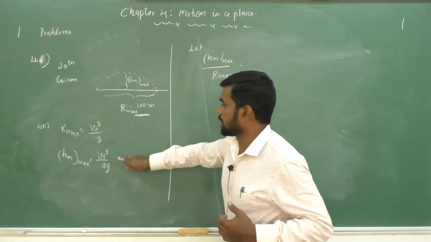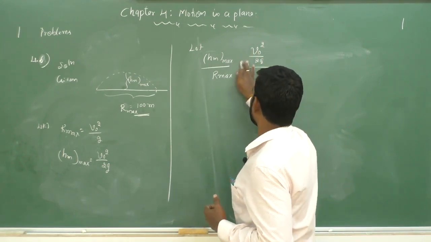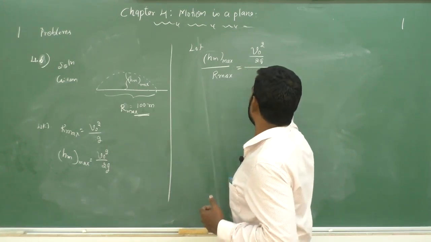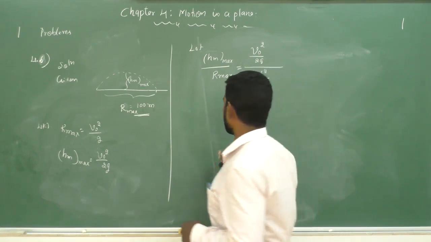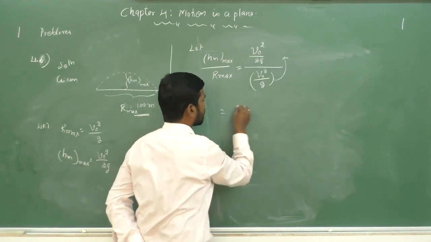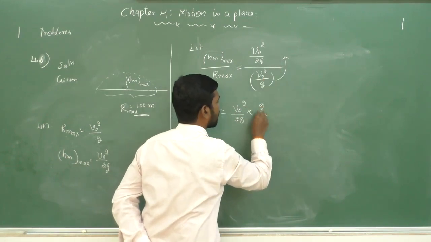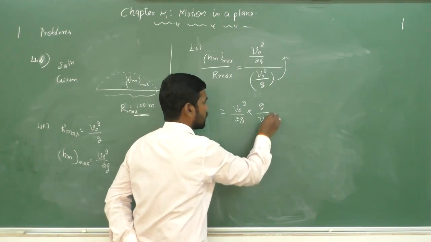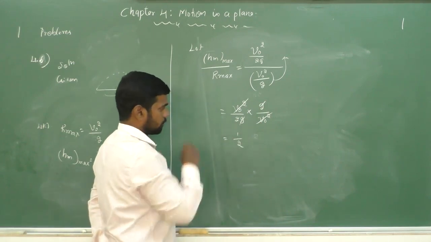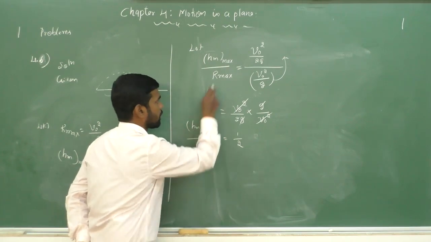So if you take the ratio, H max is V naught square divided by 2G, whole divided by R max. R max value is V naught square by G. Taking that into the numerator, it can be written as G divided by V naught square. V naught square gets cancelled, G also gets cancelled. So here we are left with 1 by 2. That is H max divided by R max.